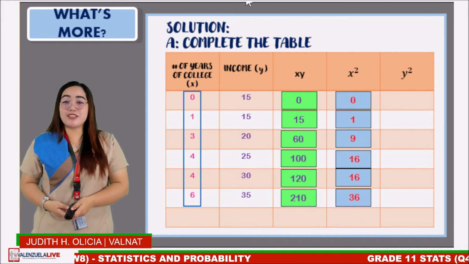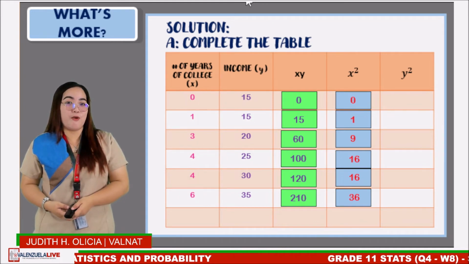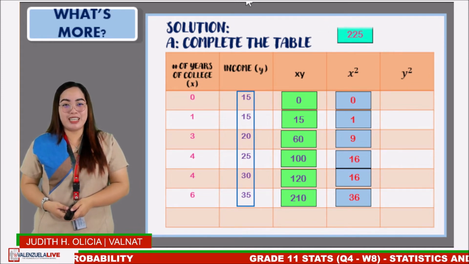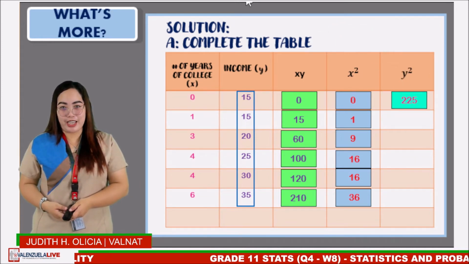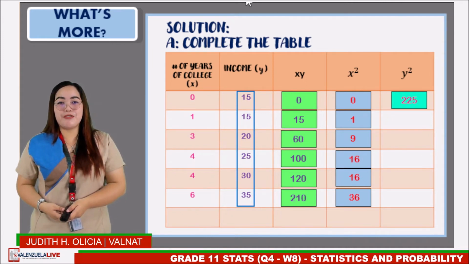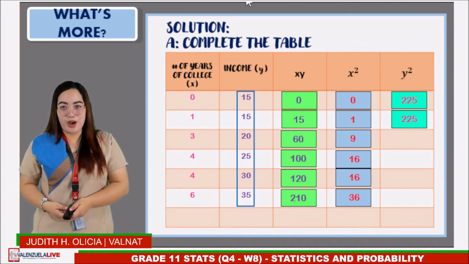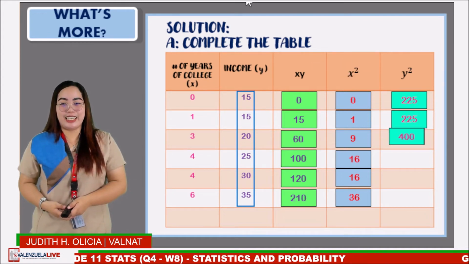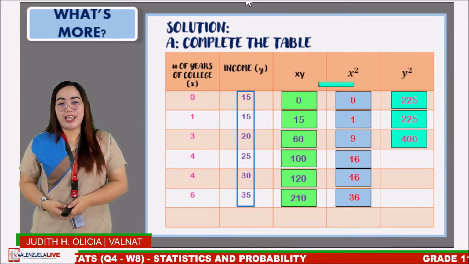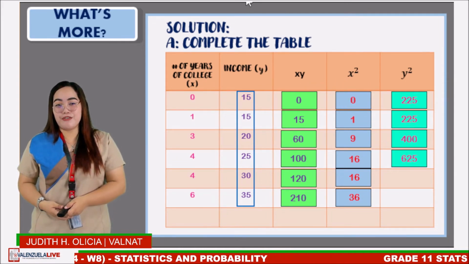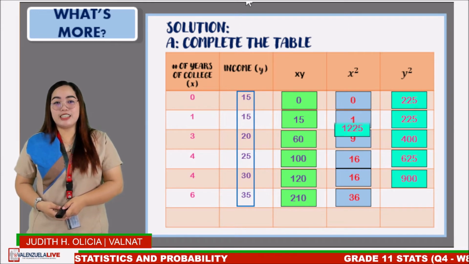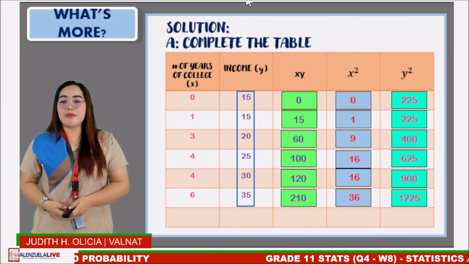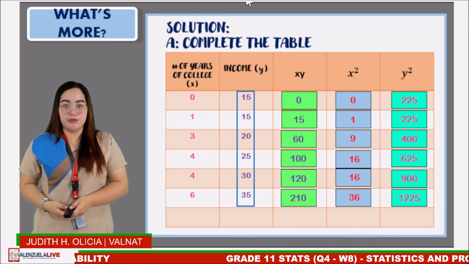The third step is to get the square of each element of Y. So 15 multiplied by 15, the product is 225. 15 multiplied by 15, the product is 225. 20 multiplied by 20, the product is 400. Followed by 625, 900, and 1,225.